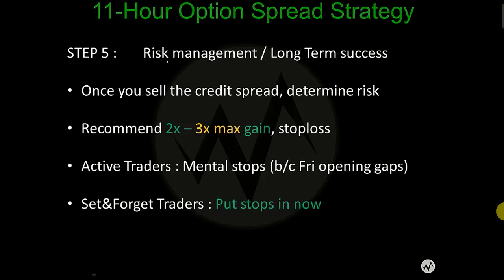Once you have the nice setup, you put the order in, you get the nice credit. What do you do? Once I sell the credit, you determine the risk. You're willing to take 2 to 3 times max gain as your stop loss. All right. If you are actively watching it from Thursday noon to Friday morning or Friday 4 o'clock, it's okay to use a mental stop. All right, but be watching it. If you're a set it and forget it trader, put the stop in right now. The moment you get filled, put your stop in right there.